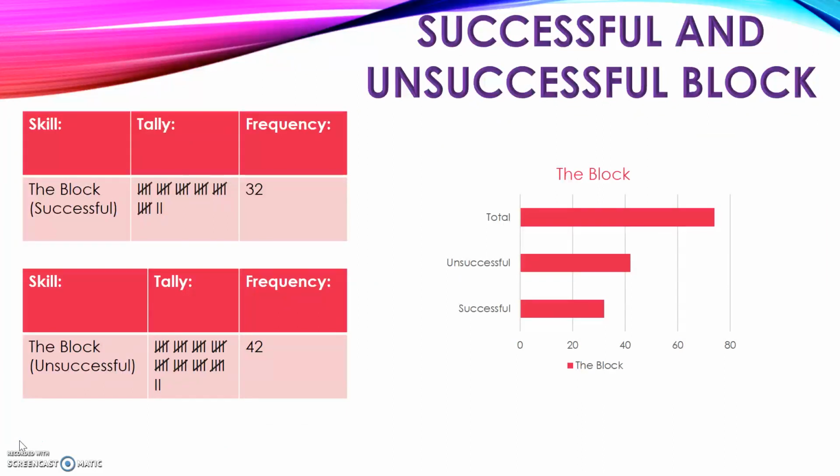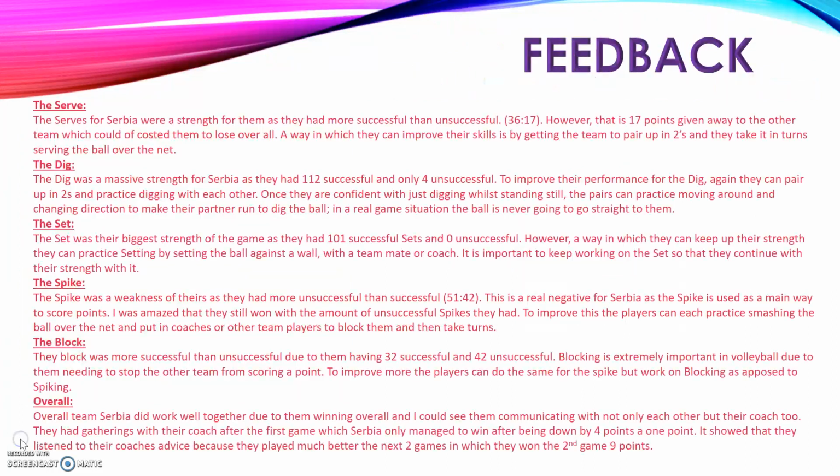Successful and unsuccessful of the block. The right block. There is 32 successful and 42 unsuccessful. So because they have 32 successful and 42 unsuccessful, it means that this is one of their weaknesses, because in volleyball, blocking is key. If they block less, then the other teams are scoring more points.